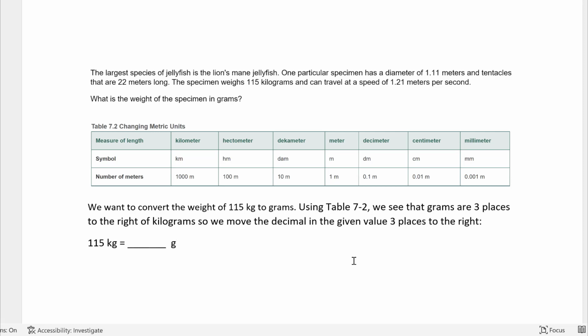Okay, so we want to convert the weight, 115 kilograms, to grams. We look on our scale here. We're over here at kilos, and we want to go back to the base unit of grams, and we know it's 3 decimal places to the right, so we're going to move our decimal place 3 places to the right, and we end up with this specimen weighing 115,000 grams.